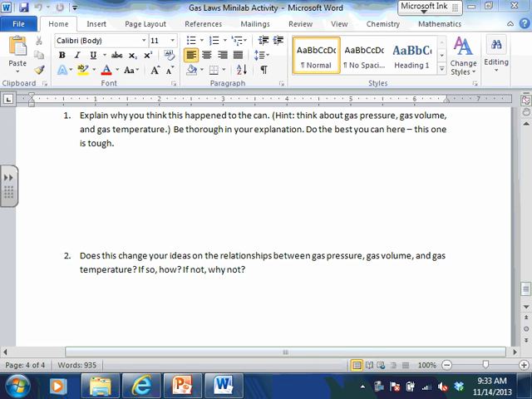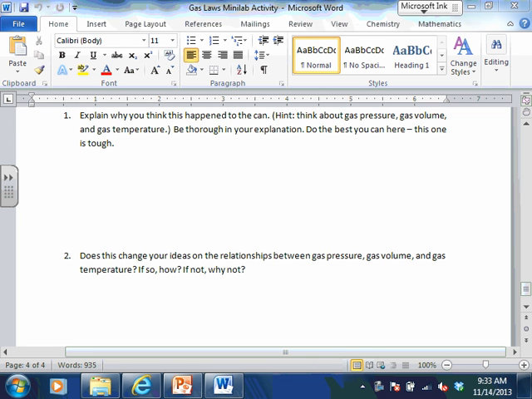So we were heating up that can. There's just a little bit of water in the can, so the rest of that can is filled with gas. Can we agree with that? Okay? So when you heat up that can, the gas inside the can starts to heat up, and the volume increases. Now, what happens if the volume in that can increases?